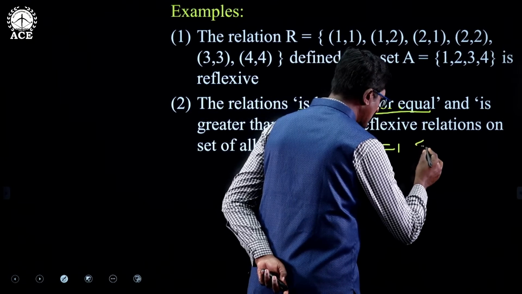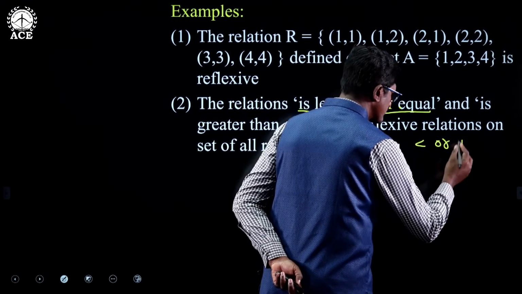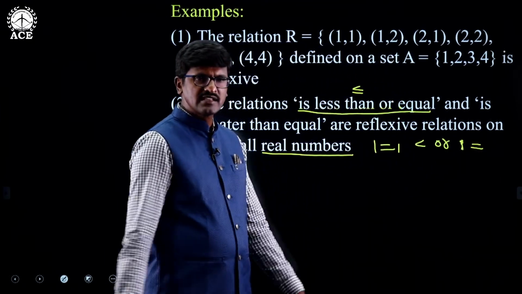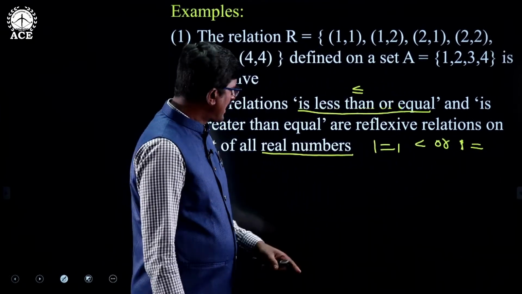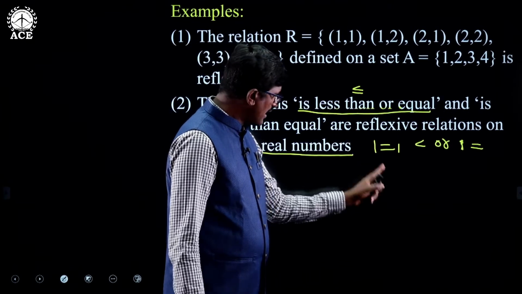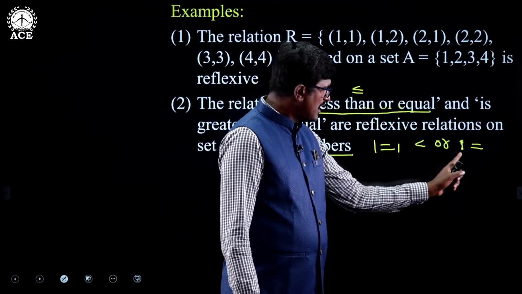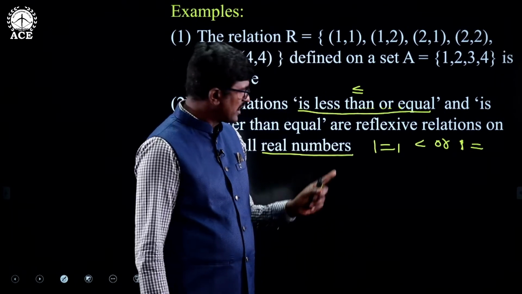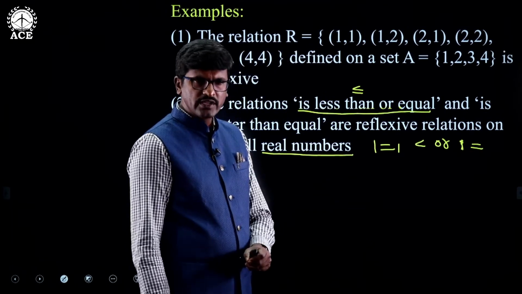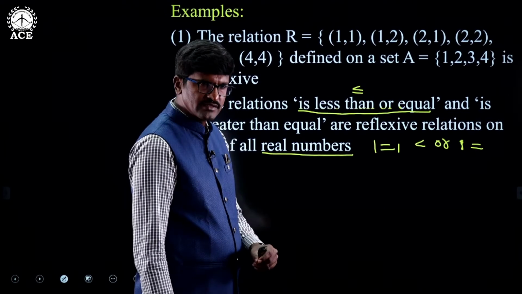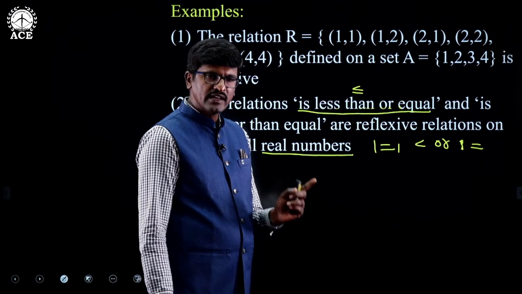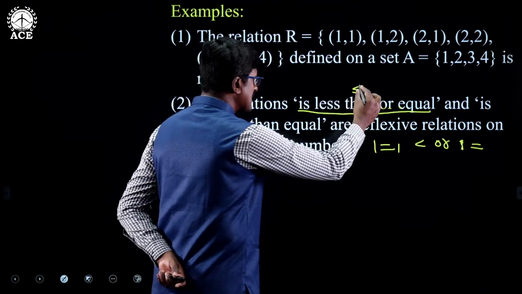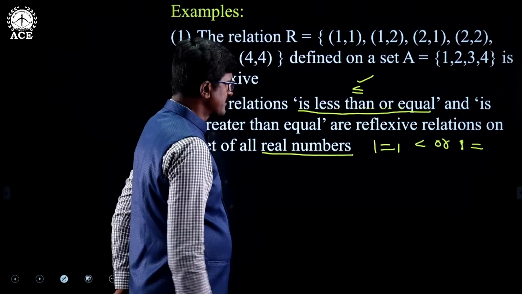The relation is either less or equal. So if you take the relation less than or equal to, then it is reflexive relation, because the relation is either less or equal. When we consider equal, 1 is equal to 1. Take any real number, not only 1, take the positive real numbers, take the negative real numbers, and any real number, that real number is equal to itself. Therefore, the relation less than or equal to is a reflexive relation.